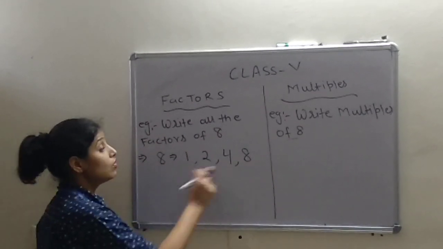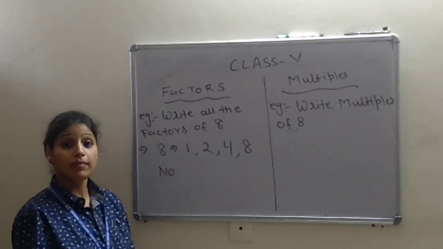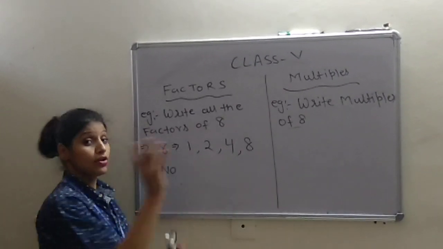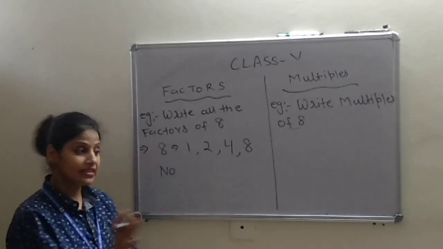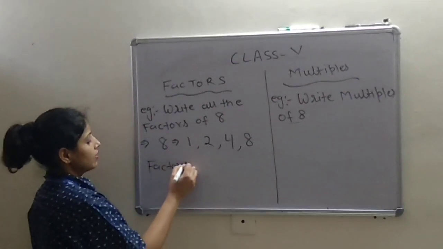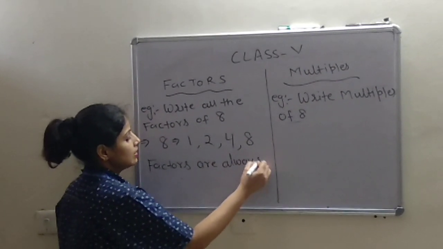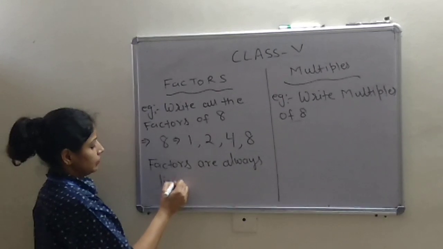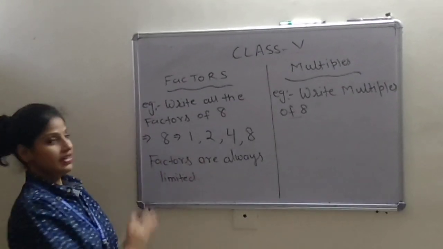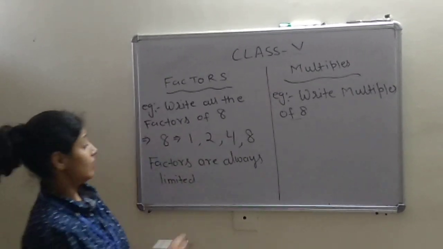Can you write more factors of 8? A big no. So what did we get from here? That factors are always limited. Factors are always limited. This I am going to write here: factors are always limited. Alright. This we have found here. This we have solved. Okay.